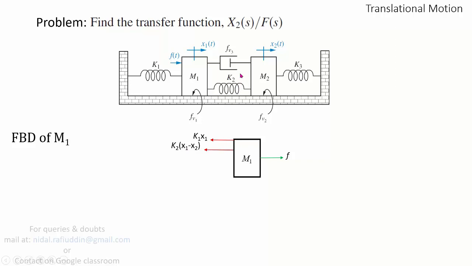This is because for this particular spring, both the ends are free to move, and these ends move with different displacements. The left end moves with a displacement of x1, while the second end displaces by x2. Hence, the net compression that is going to happen within this spring is x1 minus x2, and hence the total force that it exerts on m1 will be k2 times (x1 minus x2).